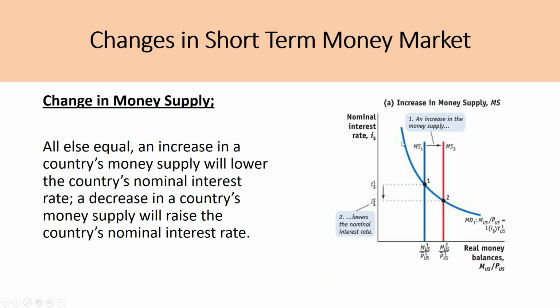So with money demand remaining unchanged, if money supply increases, it shifts to the right, and therefore the equilibrium interest rate falls. So all else equal, an increase in a country's money supply will lower the country's nominal interest rate. A decrease in a country's money supply will increase the country's nominal interest rate.